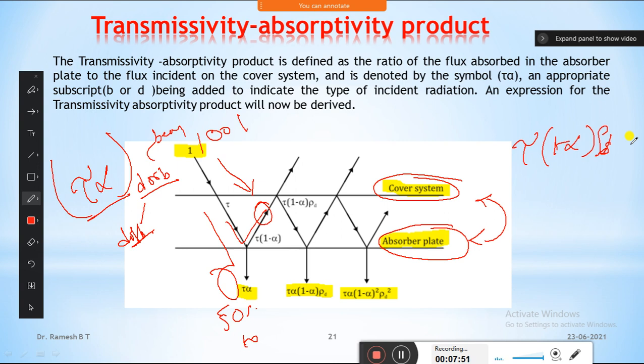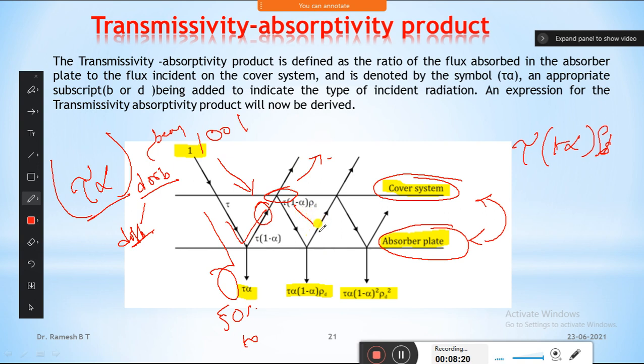And the reflected part of this portion is again transmitted through the cover system. Again it will be transmitted through the cover system and a portion is reflected back into the absorber plate. Means again some portion will reflect and strike the cover system. In this cover system some part will reflect back into space directly, as waste, and some part will refract and again go to the absorber plate.